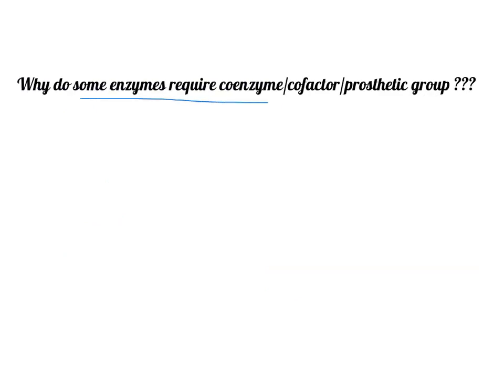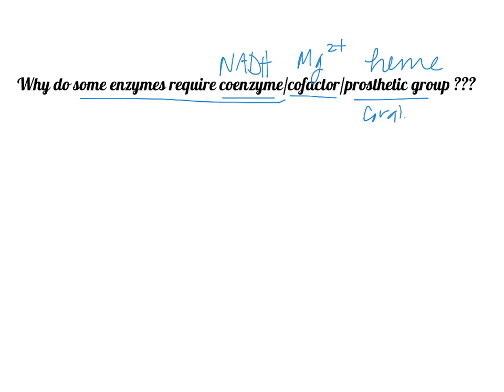Okay, so why do some enzymes require coenzymes, cofactors, or prosthetic groups? Remember, an example of a prosthetic group is a heme. An example of a cofactor might be magnesium. An example of a coenzyme is NADH. What makes a prosthetic group a prosthetic group is that they tend to be covalently attached, whereas the cofactors and the coenzymes are very weakly bound. So these are non-covalent forces holding these together.